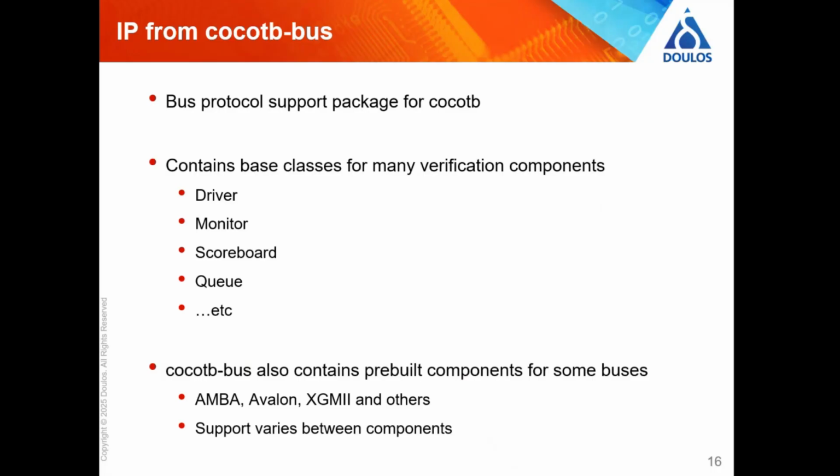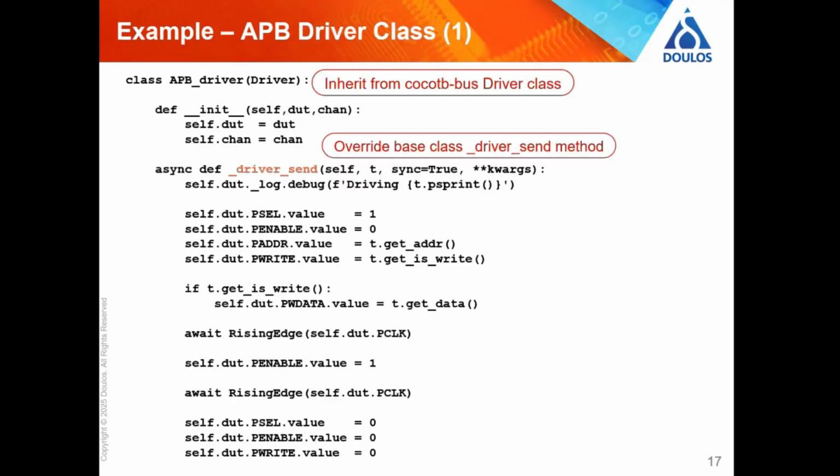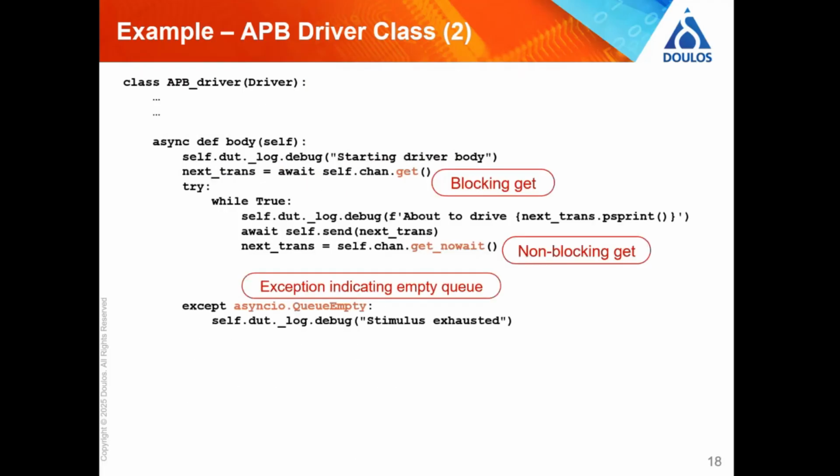There's also some IP available. So Cocotb bus is another package associated with Cocotb that contains base classes for a lot of verification components and some for specific bus protocols as well. So this driver, for example, actually uses the driver component for Cocotb. So it extends the driver class, and this driver send is then what's implemented to actually create the pin changes from a transaction that it was passed.